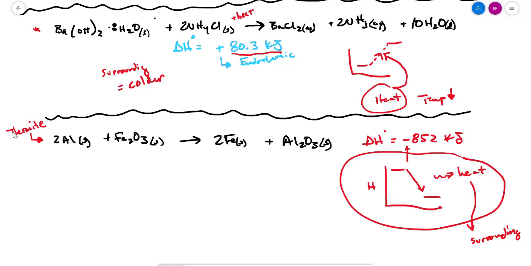It's going from high to low, and in doing so, it releases this heat, which means the surrounding temperature gets warmer. Thermite, we will talk about this again later in this class, and maybe I'll show you a video. Thermite is a really common, highly exothermic reaction that people often use for the welding of railroad ties on site.